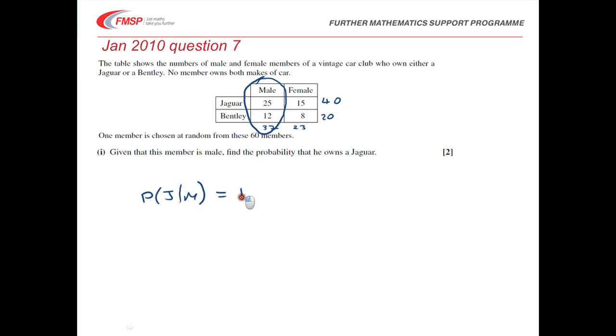Now there is a formal formula, which is basically this. I want to show you that this can come, and if you use it, then you've got 25 people who are Jaguar and male, and 37 who are male. A different way of thinking about it is to realize that I'm only interested in 37 people because they're the males. Of those 37, 25 have Jaguars. So there is a formula way, but there's a more sort of reasoning way as well.